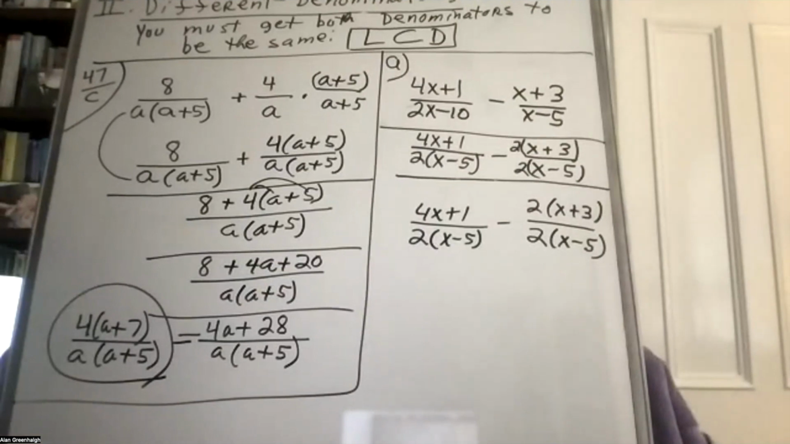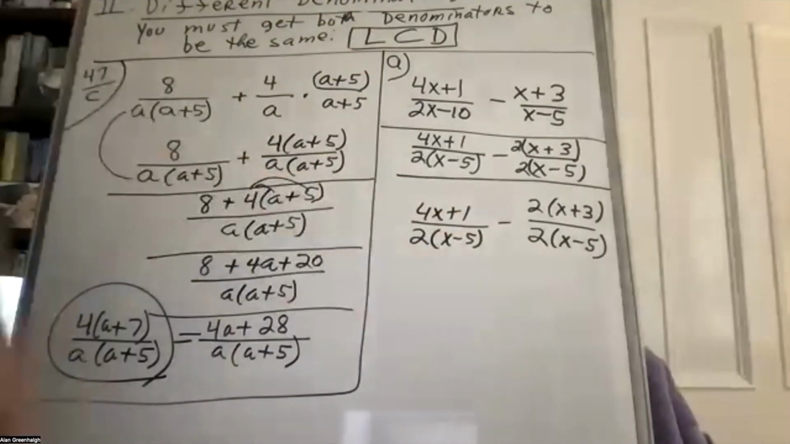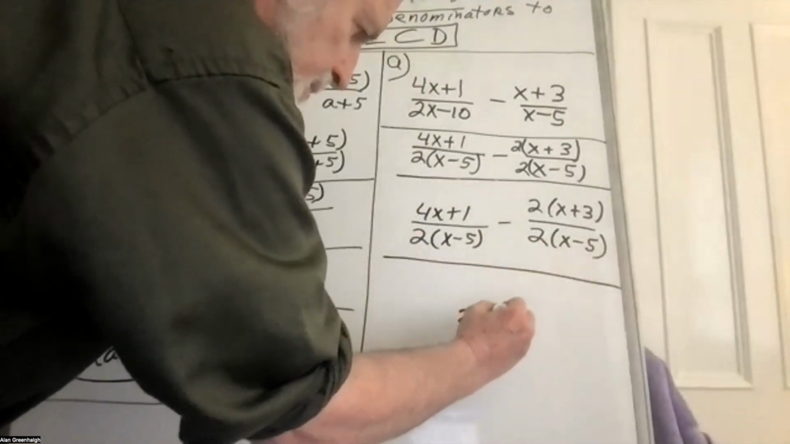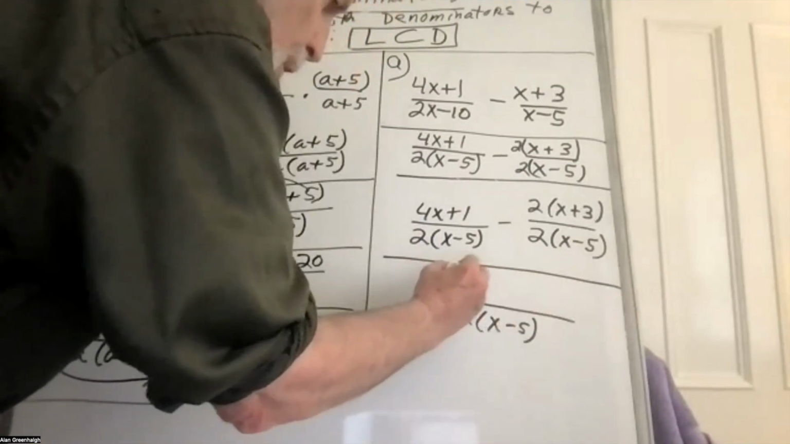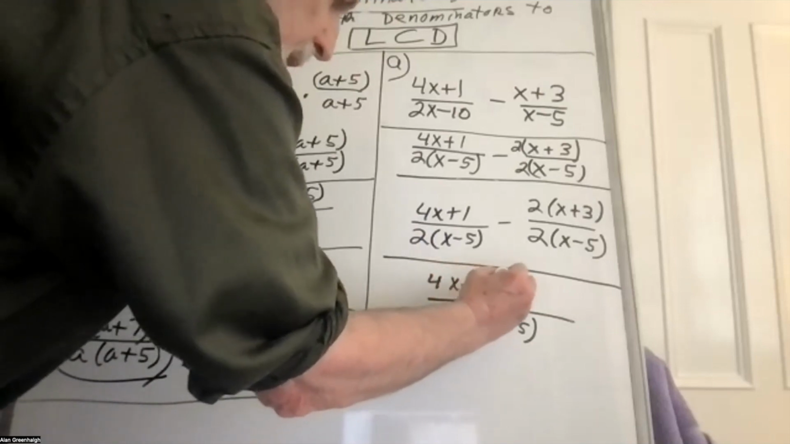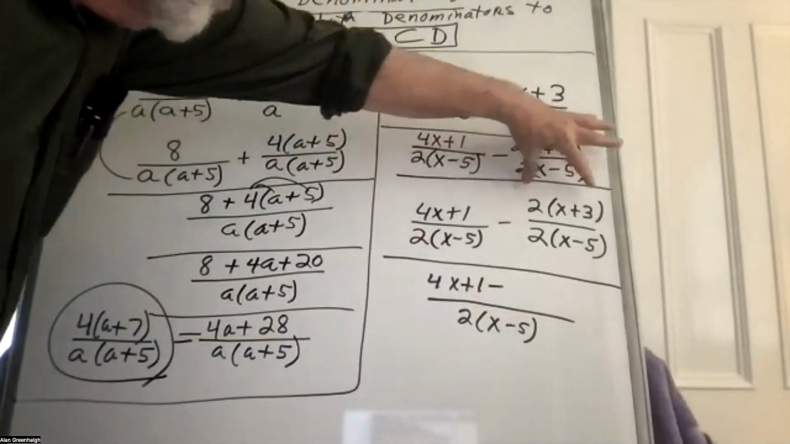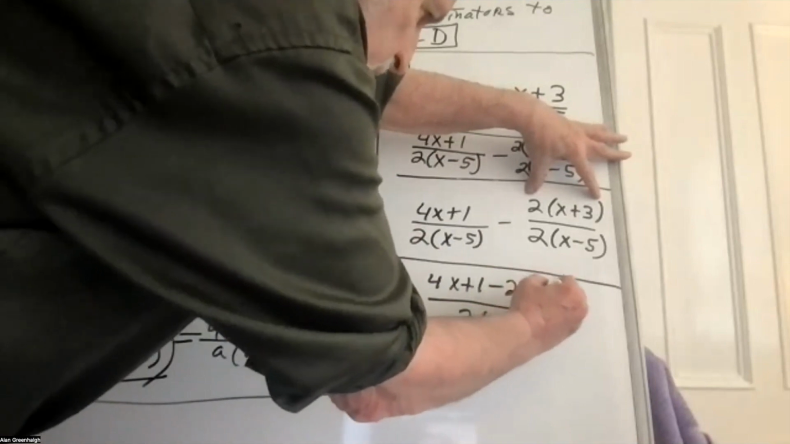That's the critical step in this problem. Creating two fractions with the same denominator. All right, now the denominators are the same. We can combine the two fractions, and we have 4x plus 1 minus, now this minus goes for this whole thing. So it's going to be minus 2 times x plus 3.